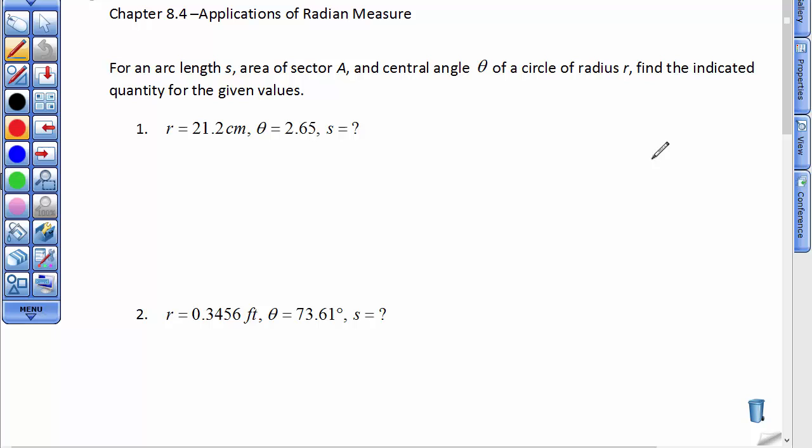Number one, for an arc length S, an area of a sector A, and a central angle theta with a radius r, find the indicated quantity. So in this problem, I want to find S. I'm going to change to a black marker.